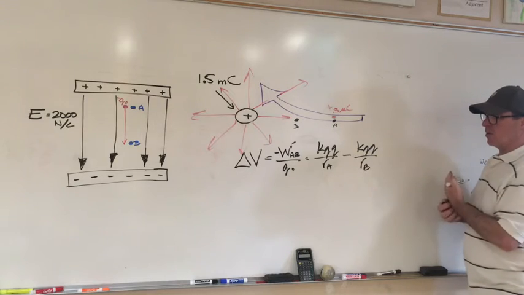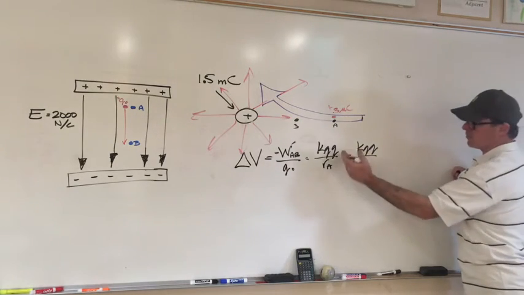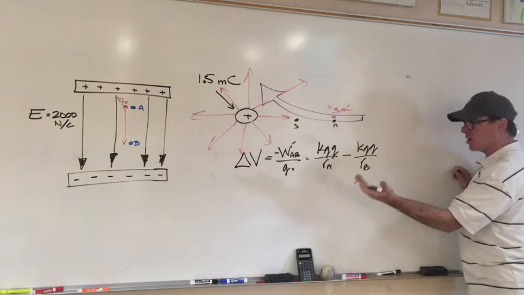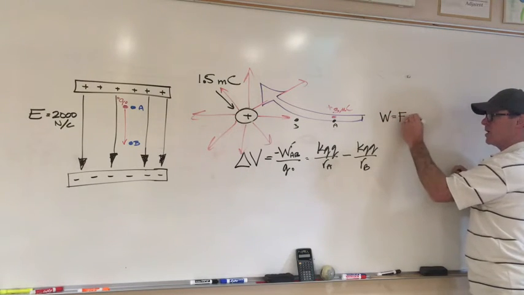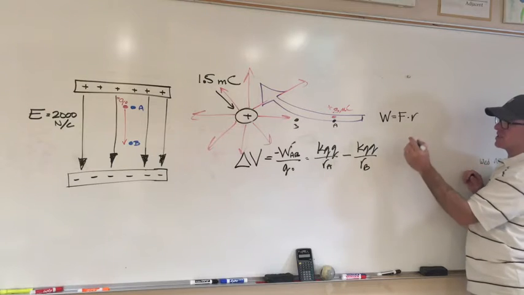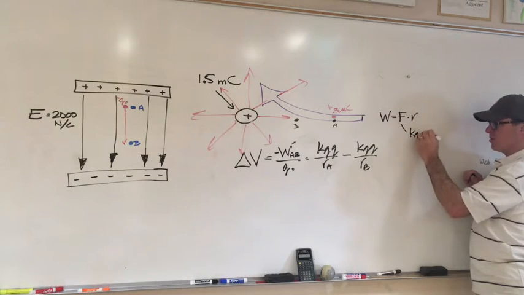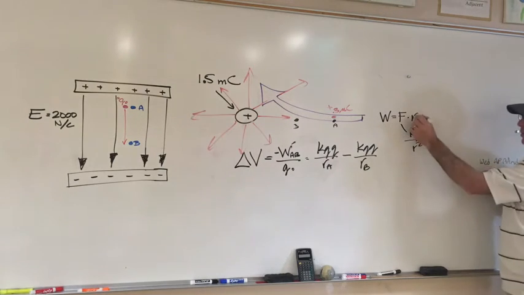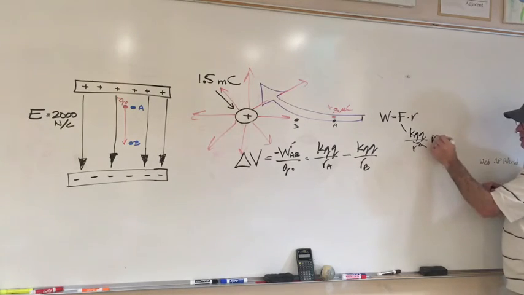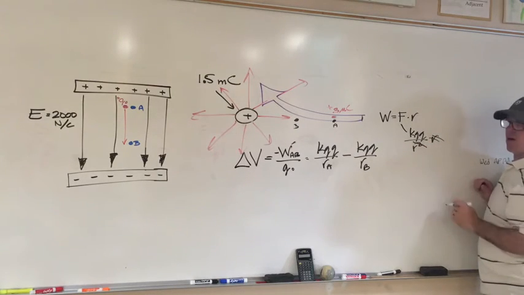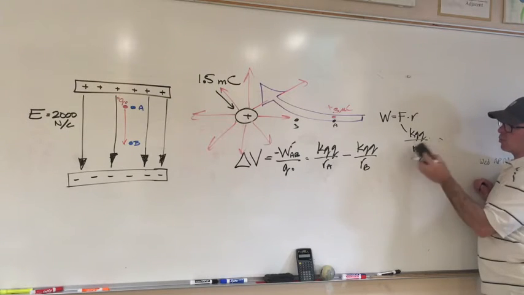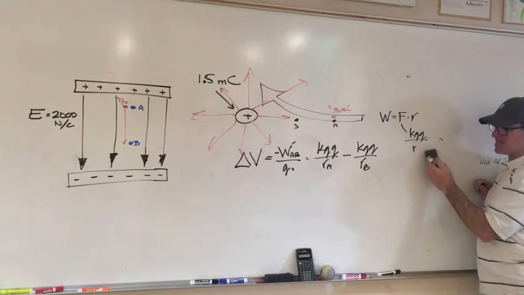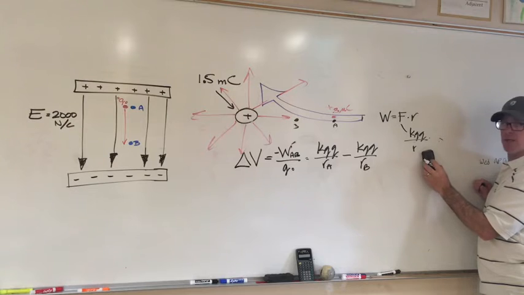Again, remember, why is it KQQ over R, not R squared? Just a little reminder that work is force times distance. The force is KQQ over R squared. And when we multiply by R, that's where, as I showed you a moment ago, that R cancels the square. And so you're left with work is KQQ over R, as is electrical potential energy.